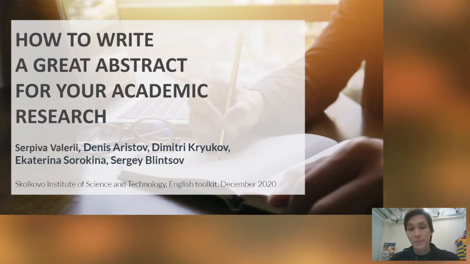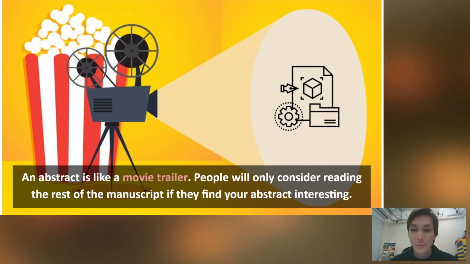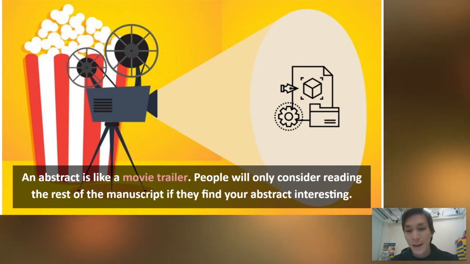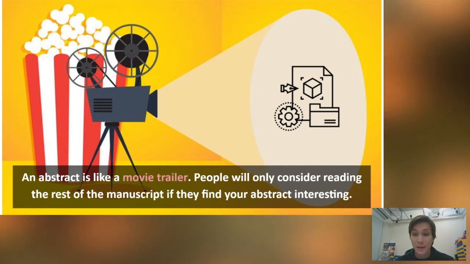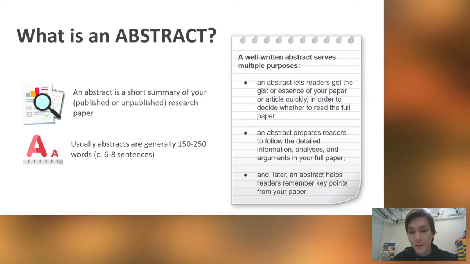We are happy to present our topic: how to write a great abstract for your academic research. An abstract is like a movie trailer. It offers a preview, highlights key points, and helps the audience decide whether to view this work. So, what is an abstract? An abstract is a short summary of a longer work.